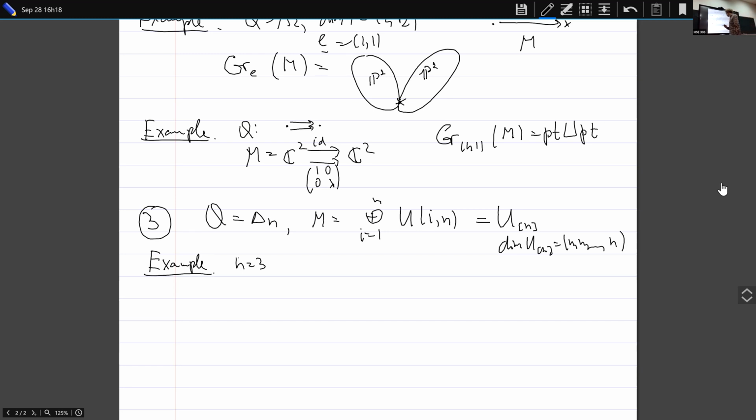And if n is 3, then here is the picture. Again, I have 3 basis vectors, and it's the same in both places. It's important that n, the number of vertices, is exactly the dimension of this representation. So here is the picture. Let me draw and then I'll explain.